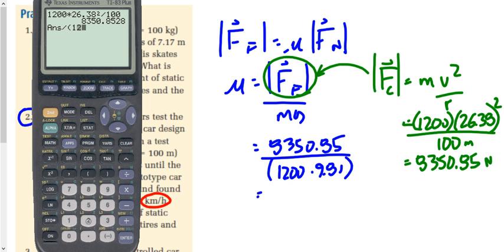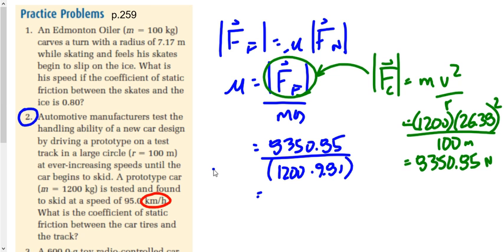I see some brackets on the bottom, 1,200 times 9.81, and we end up getting a coefficient of 0.71, or 0.709, I guess. Does that seem reasonable? Sure it does. If you get an answer that's 27, then it's not reasonable, right? But 0.709 seems very reasonable.